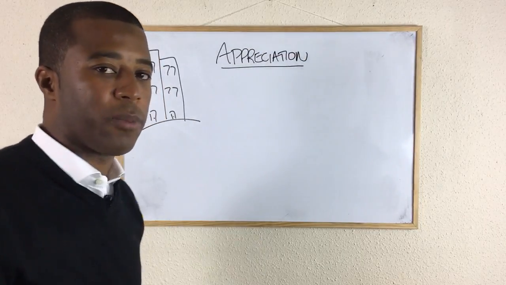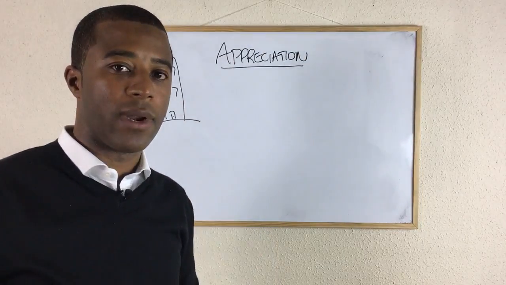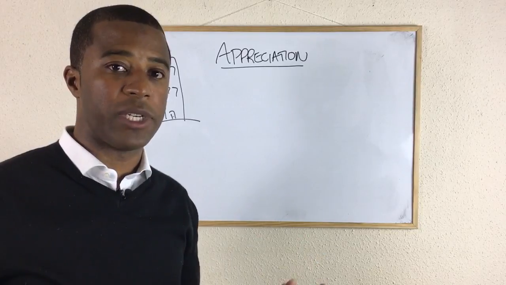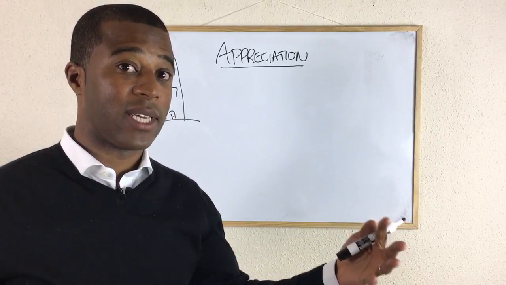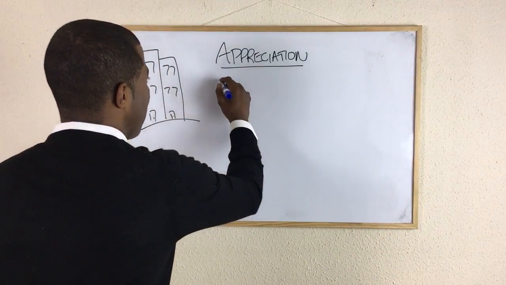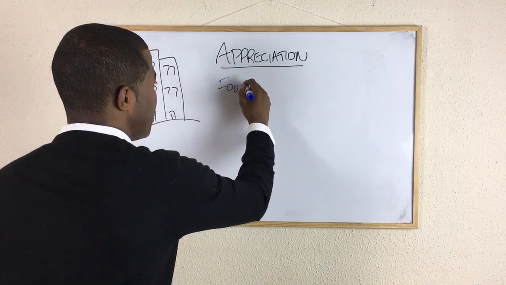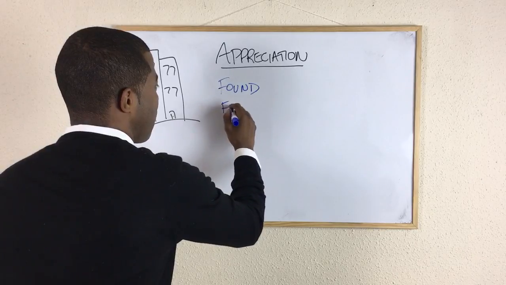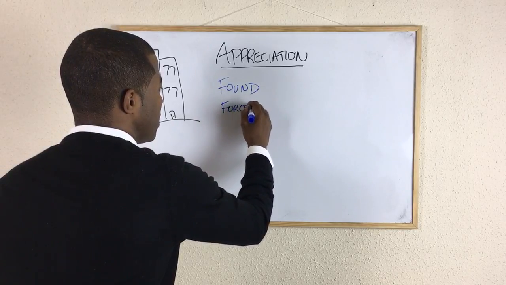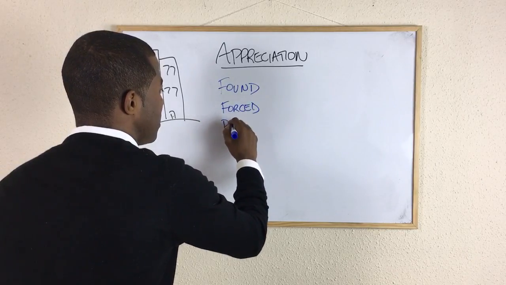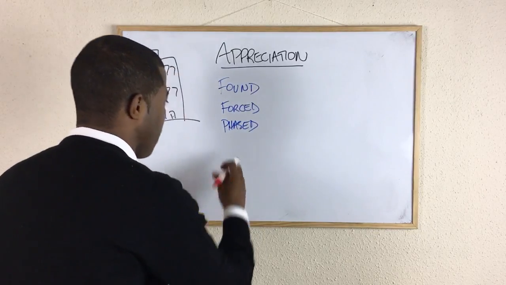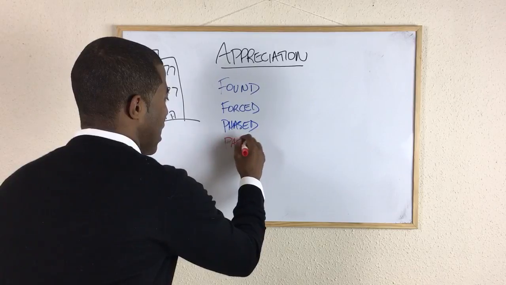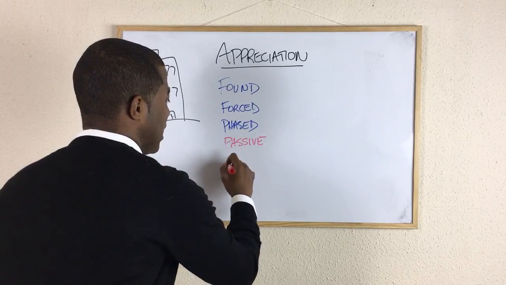And if you'll remember from the previous video, there are 5 different types of appreciation that we can look at as it relates to investing in real estate. We talked about found appreciation. We talked about forced appreciation. We talked about phased appreciation. We talked about passive, and we talked about inflated.